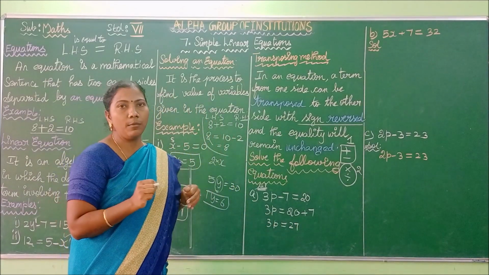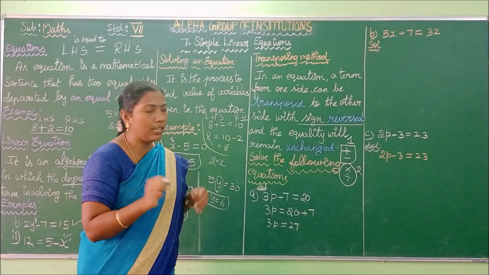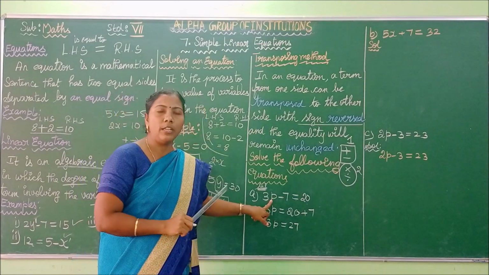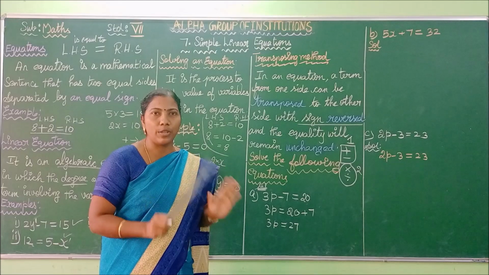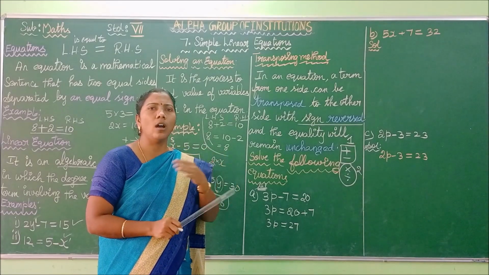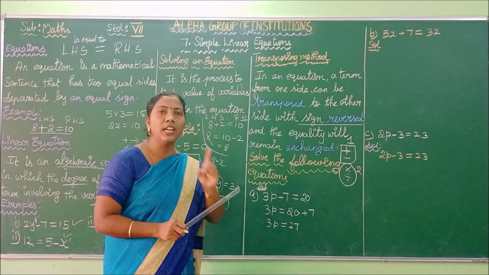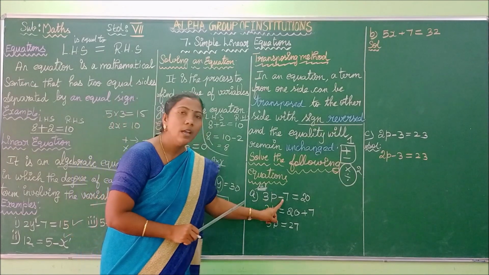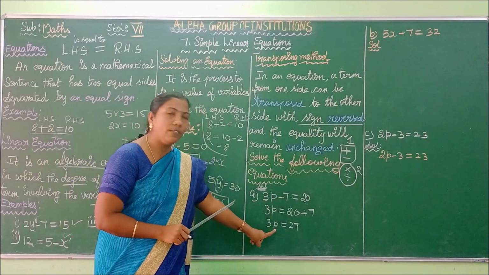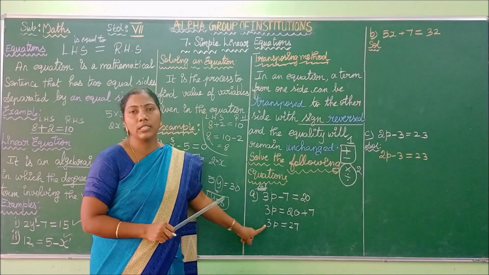Thus our aim is to find the value of the variable. To find the value of the variable, you have to make the variable free. Free means you have to send all the terms along with the variable. Already we have sent one term, which is the minus 7. Now along with the variable we have another term. What is it? 3.